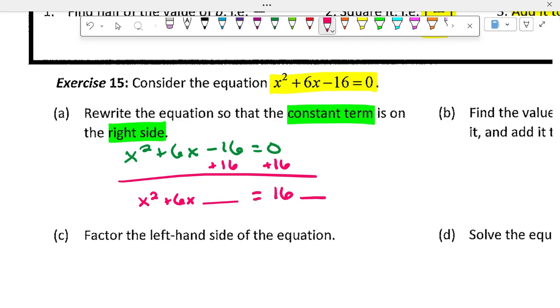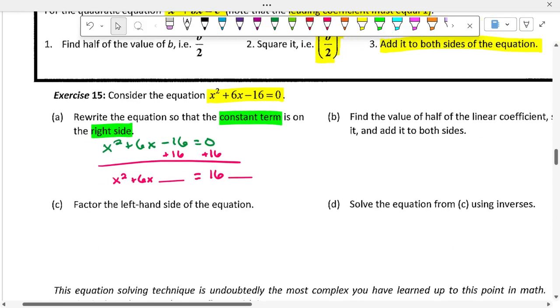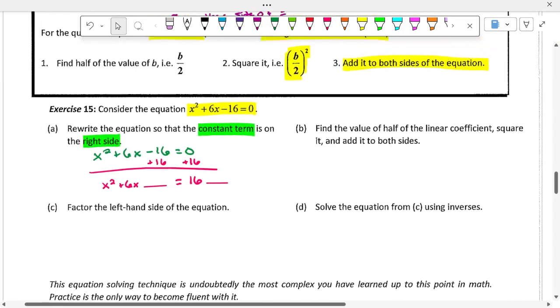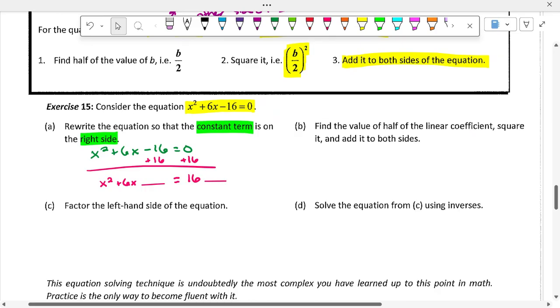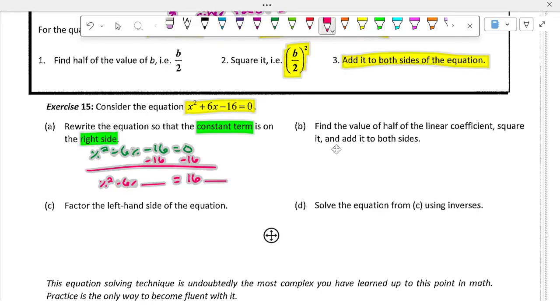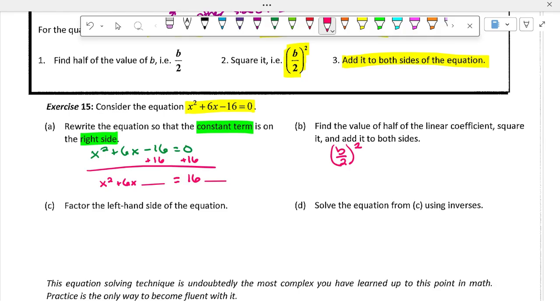And I'm going to put a space next to the 16 as well because that's going to remind me when I do my next step. So it says find the value that's half the linear coefficient and add to both sides. That's literally just b over 2 squared. So it says find b over 2 squared.